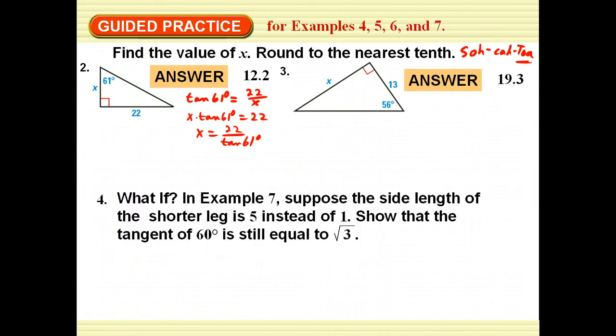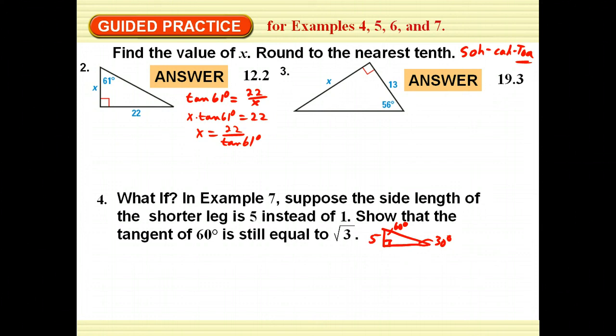What if in example 7, suppose the side length of the shorter leg is 5 instead of 1. If we'd used 5 instead of 1, show that the tangent of 60 degrees is still square root of 3. Well, let's look at that. Let's set this up where I've got a 30 degree, a 60 degree, and a 90 degree angle, but this time the short side is 5.